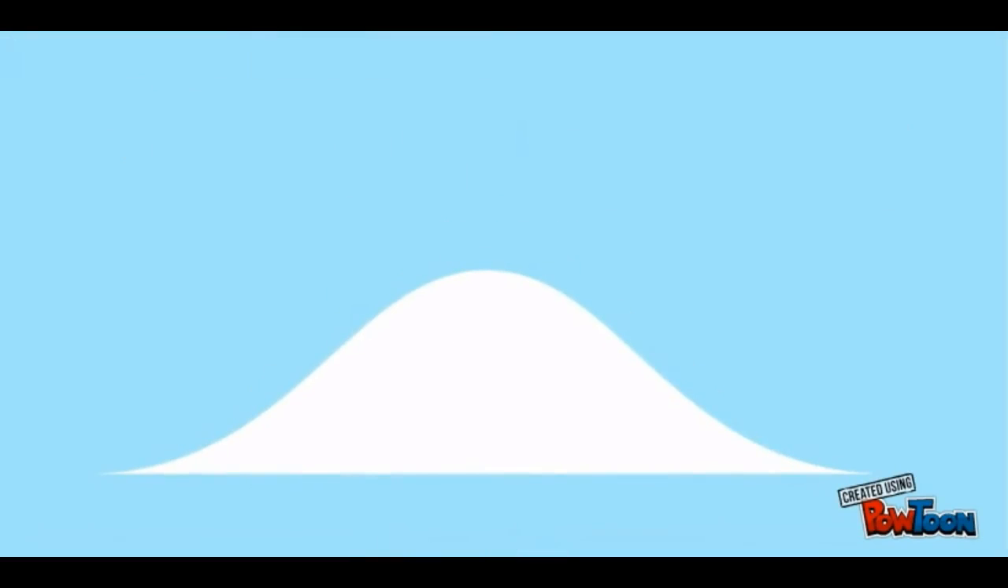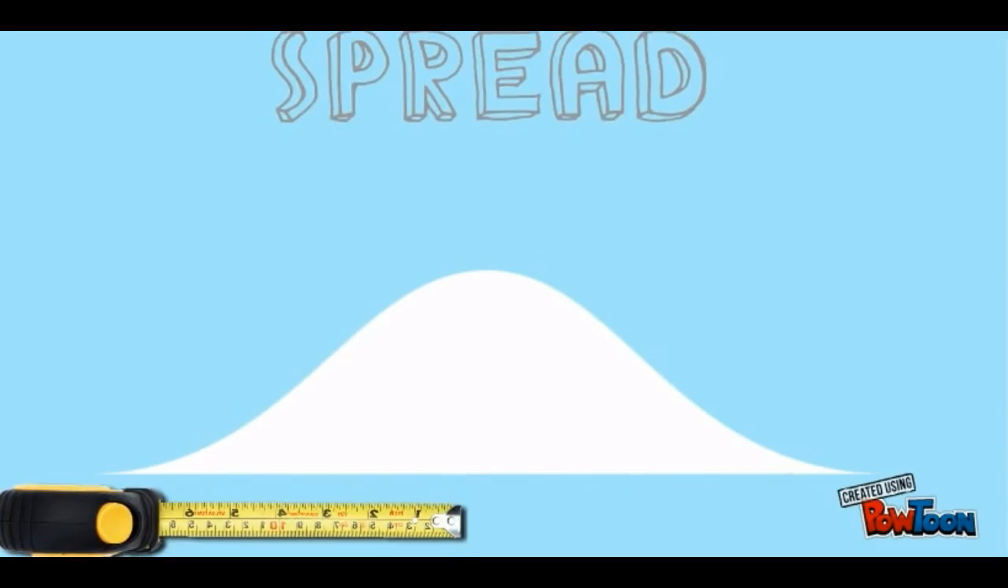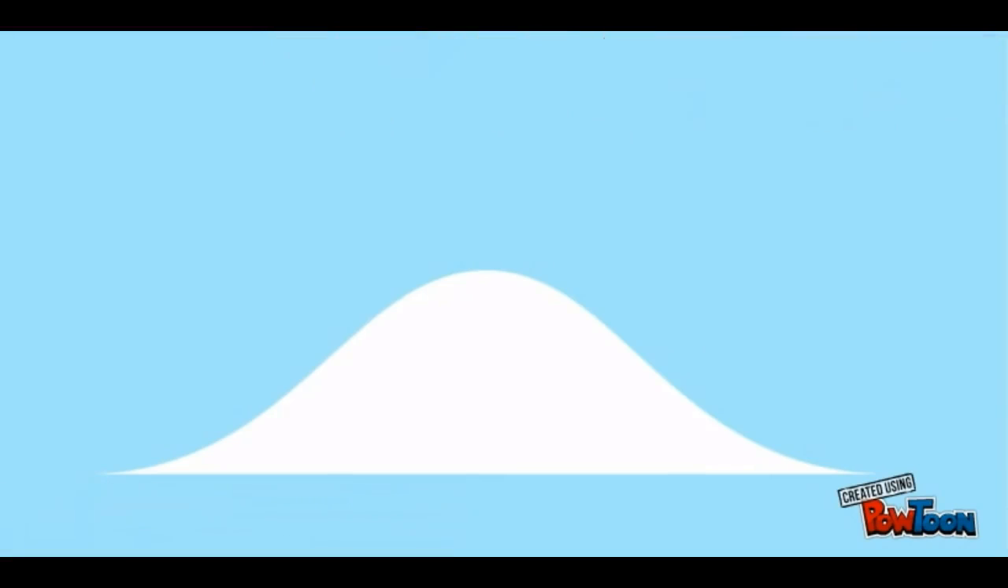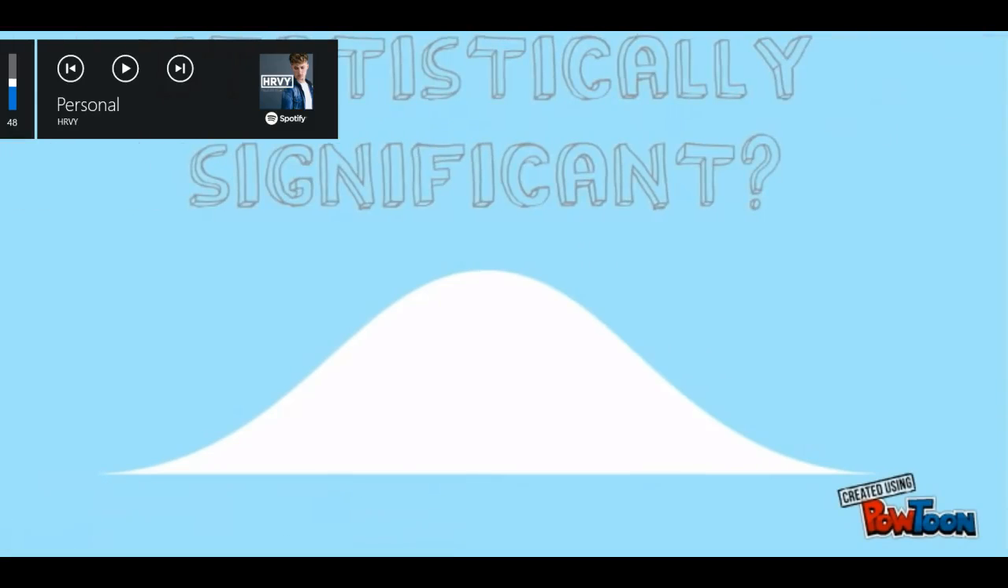In summary, standard deviation is a measure of spread. Along with the mean, the standard deviation allows us to determine whether a value is statistically significant or part of expected variation.